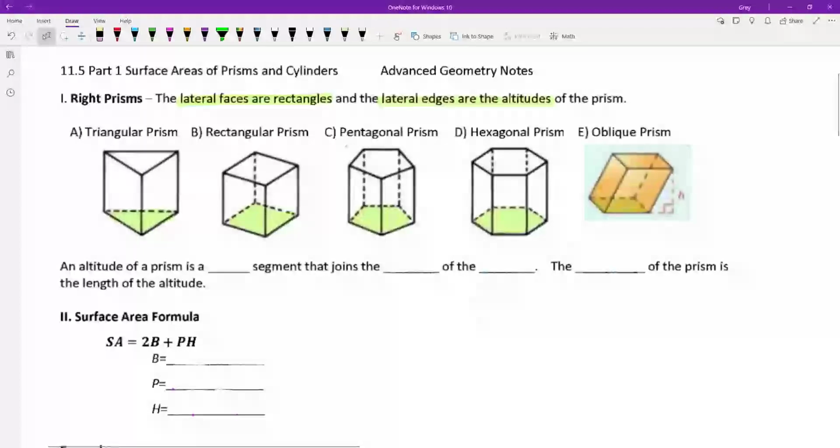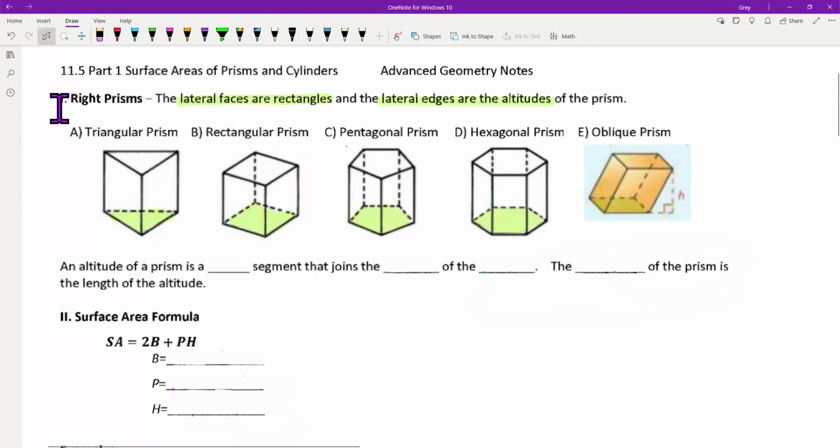Okay, to continue our study of three-dimensional figures, we're on 11.5. This is part 1 of it, but we are going to be covering surface area, calculating surface area and volume of the different three-dimensional figures. So our first one is surface area of prisms and cylinders.